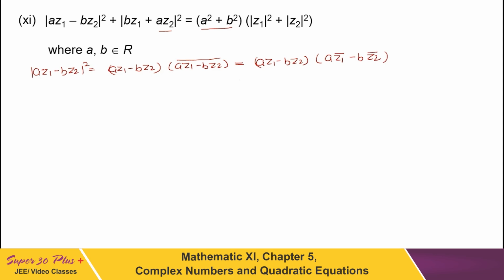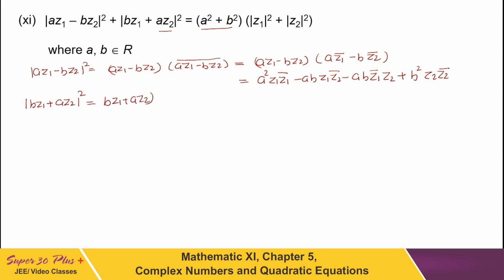Now we are going to multiply it. It is a square z1 z1 bar minus ab z1 z2 bar minus ab z1 bar z2 plus b square z2 z2 bar. Now what is the value of mod of b z1 plus a z2 whole square? It is b z1 plus a z2 multiplied by b z1 plus a z2 whole bar.